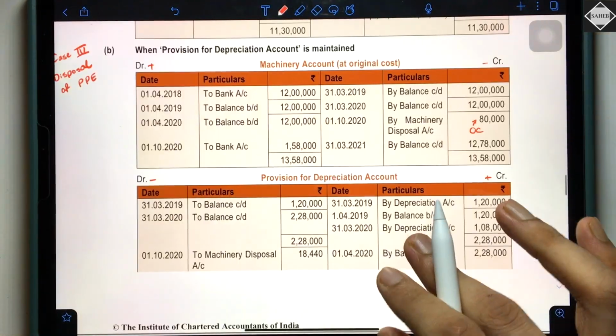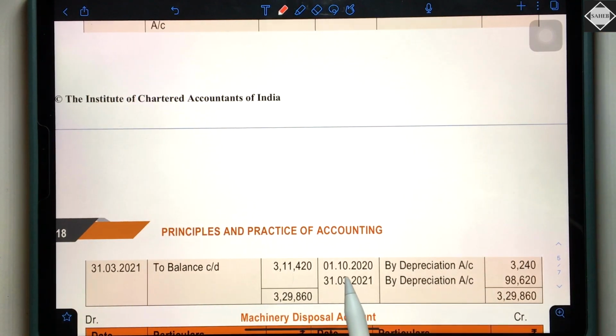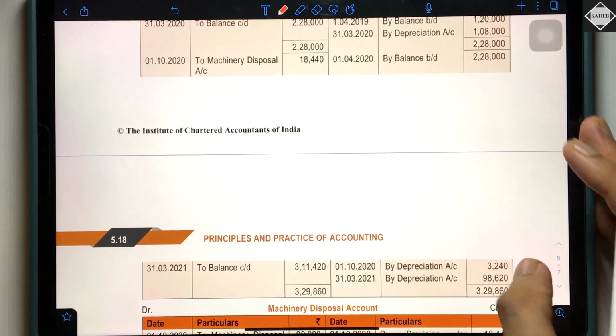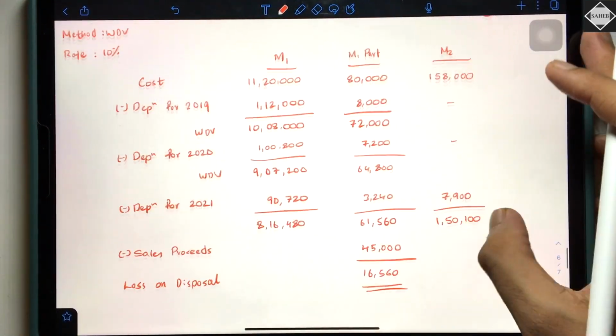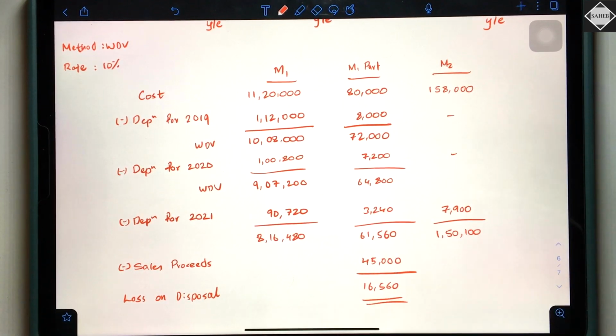See, provision for depreciation account. See here, first we had to charge the depreciation now. We had to charge on the M1 part also. On the M1 part, this 3,240 we didn't record that, so M1 part 3,240 we have to record, right?